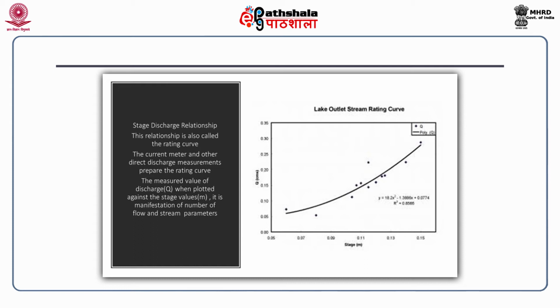So once we have established the stage rating curve, we know that if, let us say, we have measured that the depth of the stream is 5 meters, then corresponding to that the discharge, which is given in meter cube per second or cubic feet per second, that we can measure, and that will tell us that all right, if this is the stage, then this will happen to be the discharge.